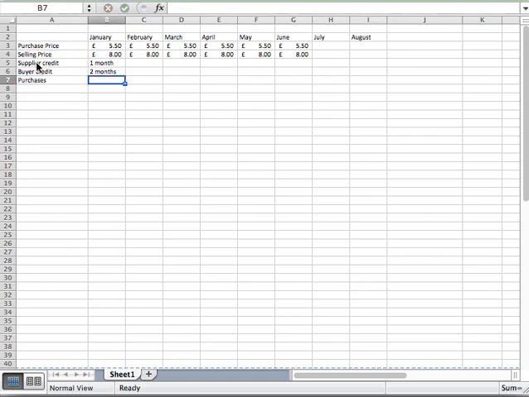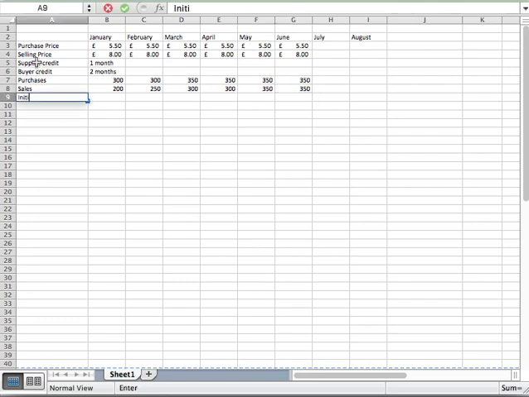This is the purchase of raw materials, and we've got 300 in January, 300 in February, 350 in March, April, May and June. And we've got sales of 200 in January, 250 in February, 300 in March, 300 in April, 350 in May and 350 in June.